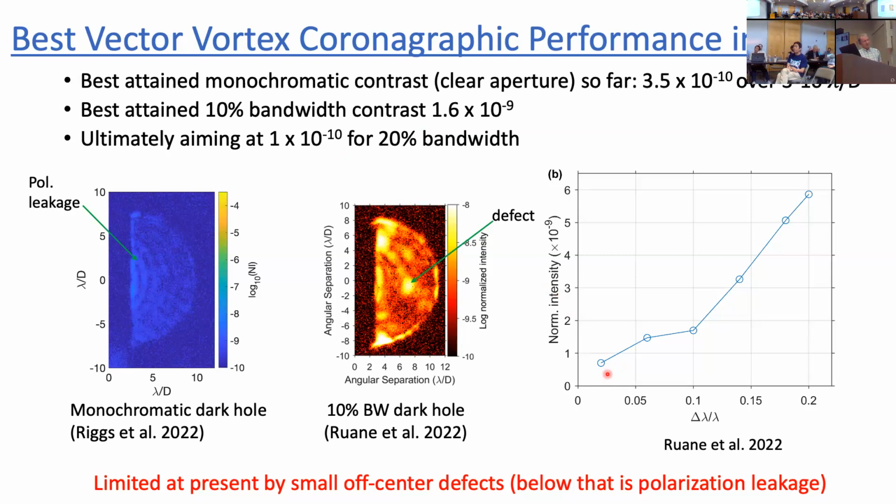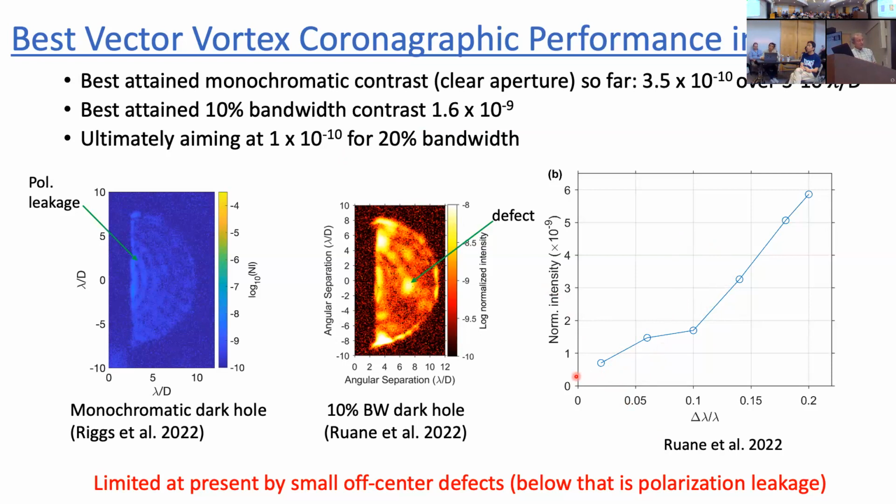You can see what happens versus bandwidth here. The leakage increases. If you've got a phase error in the half-wave plate, it gets worse and worse as you get off center, and so the leakage degrades. But even with 10% bandwidth, you're almost at 10 to the minus 9, and down here, our monochromatic point is not here, it's way down here somewhere.